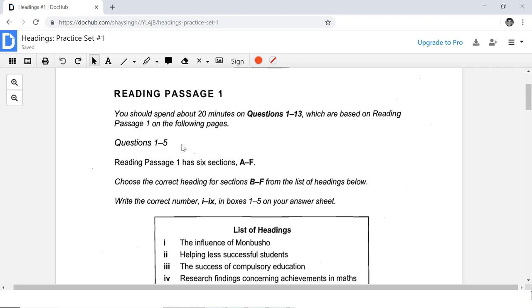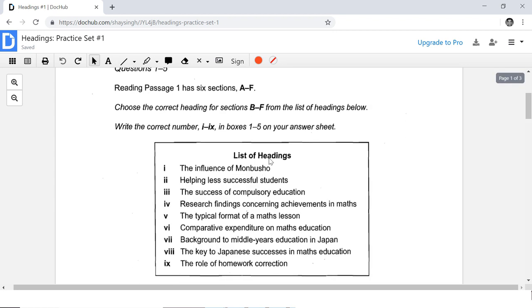So here we have a total of 5 questions, and in this passage we have 6 sections or 6 paragraphs from A through F. What we have to do is choose the correct heading for sections B through F. Note that we have sections A through F, but we're really only looking at B through F, and we have to choose one of the answer choices from this list of headings.